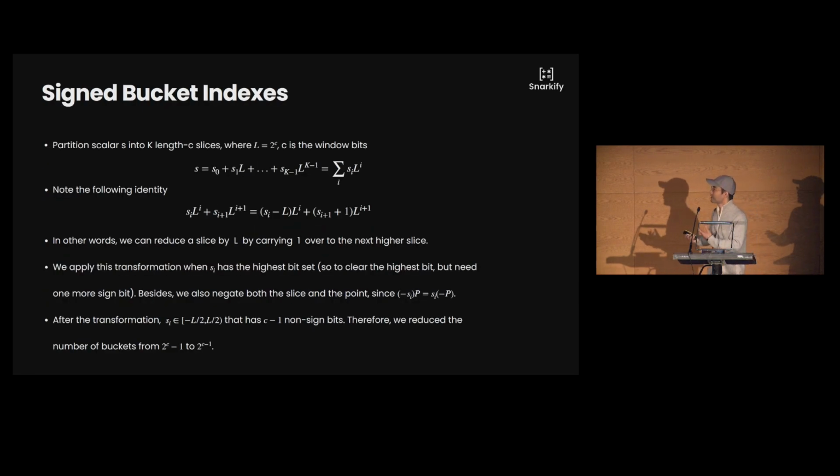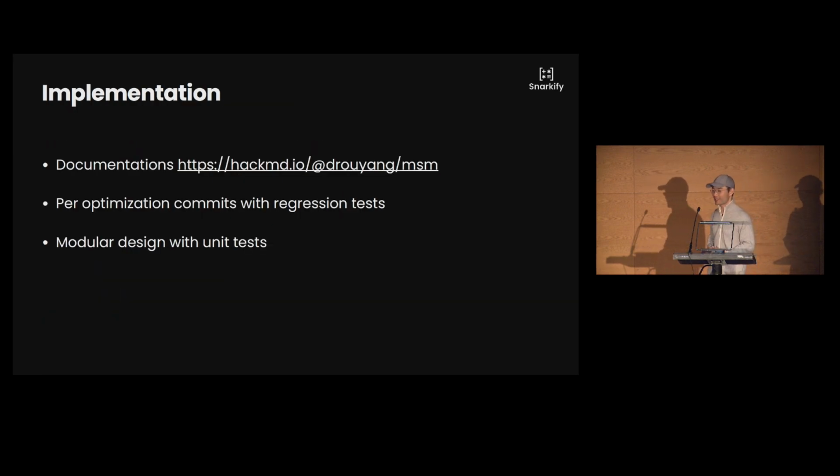This is the final trick we applied, called the signed bucket indexes. The idea is basically to treat the window slice, as we call it, in each window as a signed integer, so that you can reduce the value range from 0 to L to minus L over 2 to L over 2, and you get half of the bucket size. That's the final trick. I'll put this online so you can check it later.